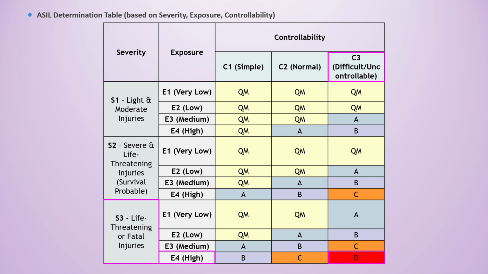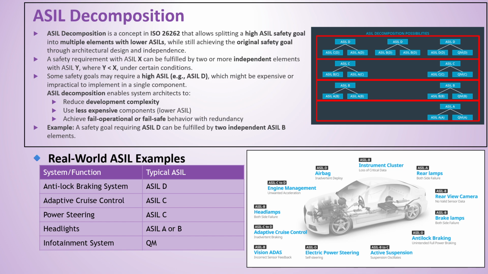Highest level. The highest, whereas something like S1, minor injury, E1, rarely happens, C1, easy to control, that would likely end up as QM. It's a structured way to assess the risk. This really explains why your anti-lock brakes feel incredibly reliable and have backups. That's your classic ASIL D system. While the navigation system might occasionally need a reboot. That's likely QM. Other examples. Adaptive cruise control or power steering might be ASIL C.